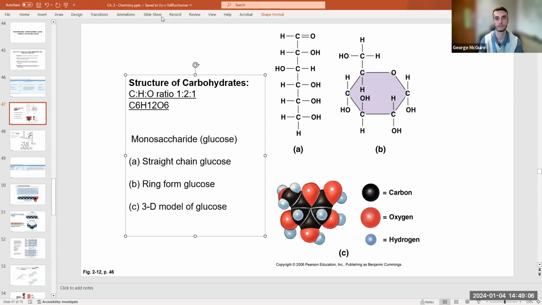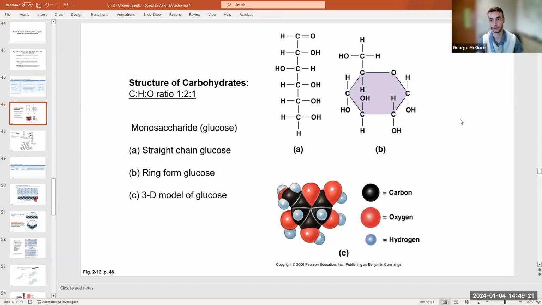Okay, hopefully you guys understand. These are just subscripts, right? So in this one molecule, there are 6 carbons, 12 hydrogens, and 6 oxygens, right? So that ratio of 1 to 2 to 1. And that should be true for almost all monosaccharides, right?